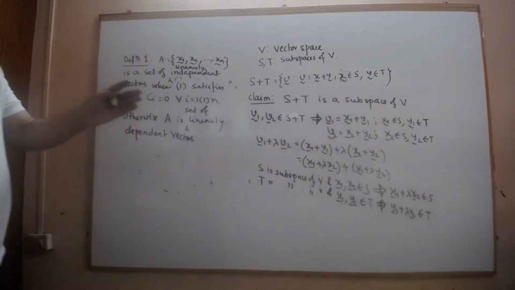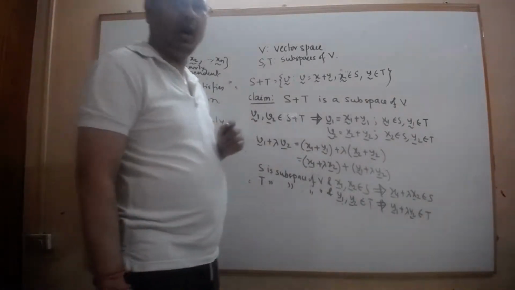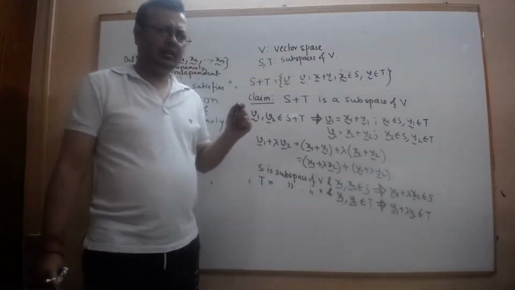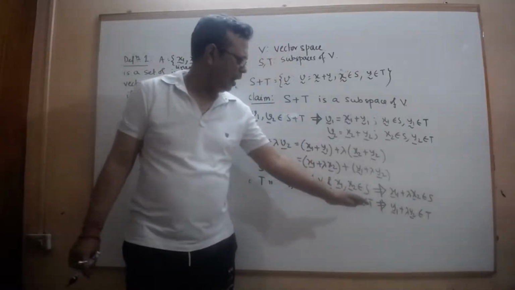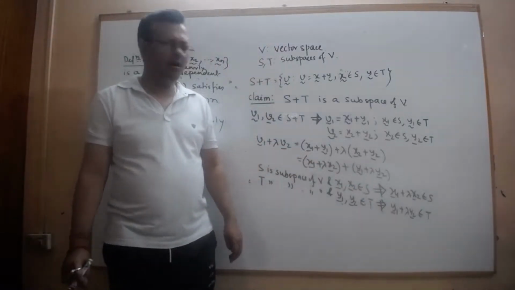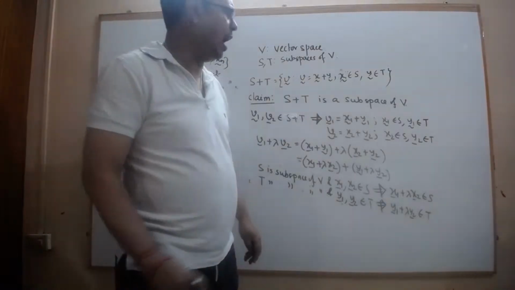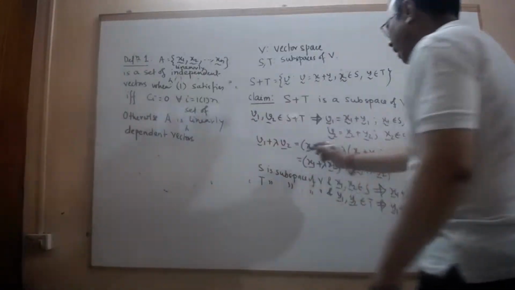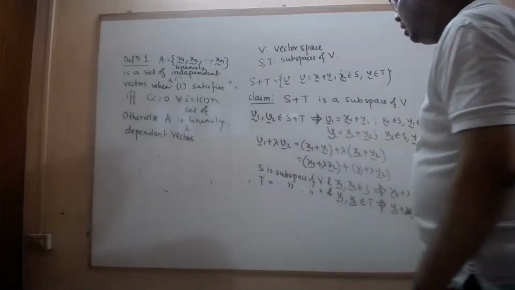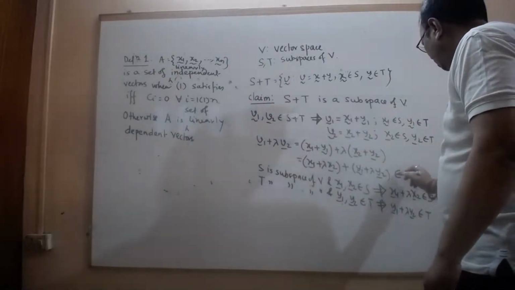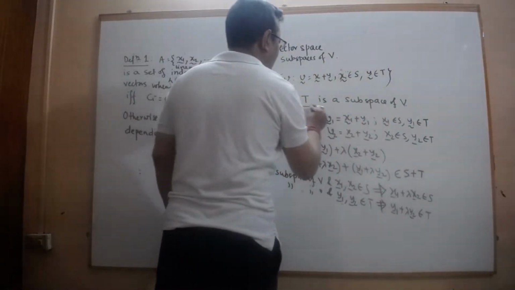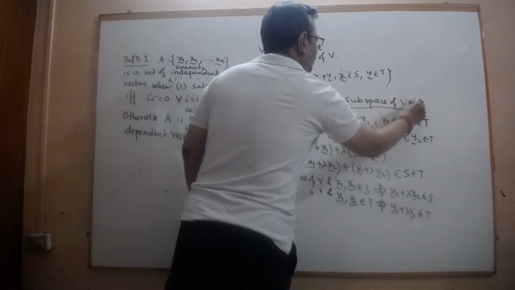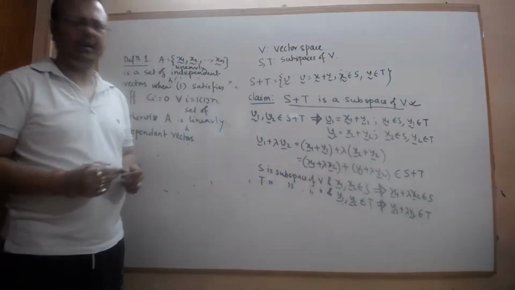Since X1 curl plus lambda X2 curl belongs to S and Y1 curl plus lambda Y2 curl belongs to T, this implies V1 curl plus lambda V2 curl belongs to S plus T. Hence, S plus T is a subspace of V. Proof complete. If you have any doubt, tell me.